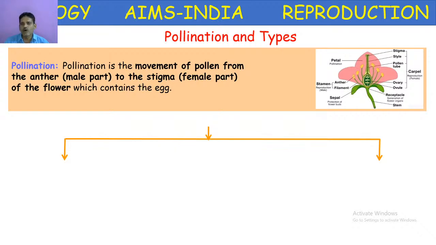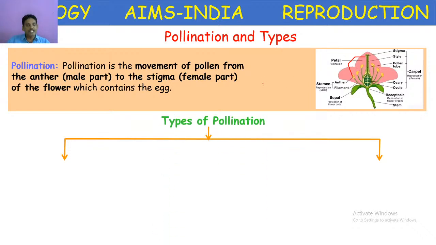The middle one is the ovary, style and stigma. There are two main whorls, the essential whorls, that is androecium and gynoecium. This is the gynoecium and this is the androecium. So the transfer of pollen from anther to stigma, here anther to stigma, is called pollination. So let us see the types of pollination.